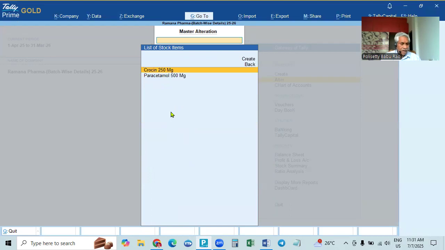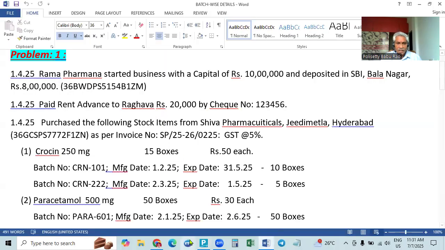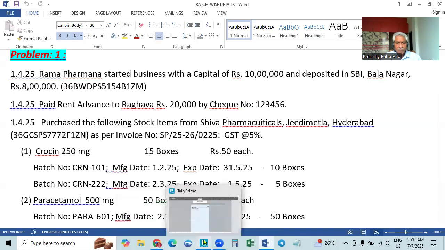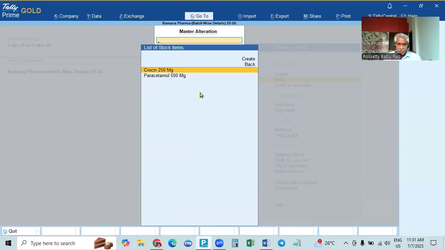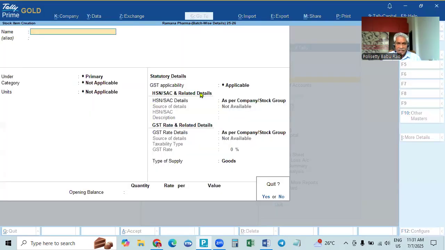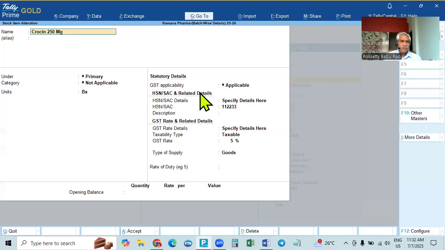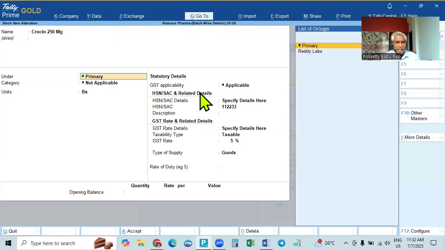In this case, I took two medicines, tablets: Crocin 250 mg and Paracetamol 500 mg. So two medicines are taken. If there is no item, then you have to go to create, and you have to create here. Already I created. Go to this one, name of that item.